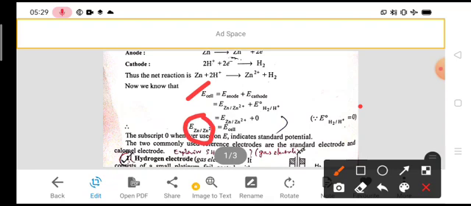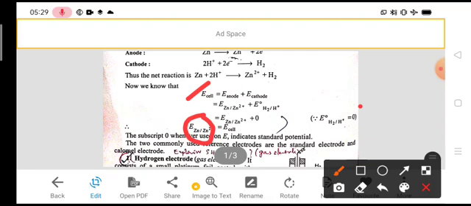In this way, we can obtain the value of electrode potential by using the reference electrode. So this is the very important need of a reference electrode. Here the subscript 0 indicates standard potential.